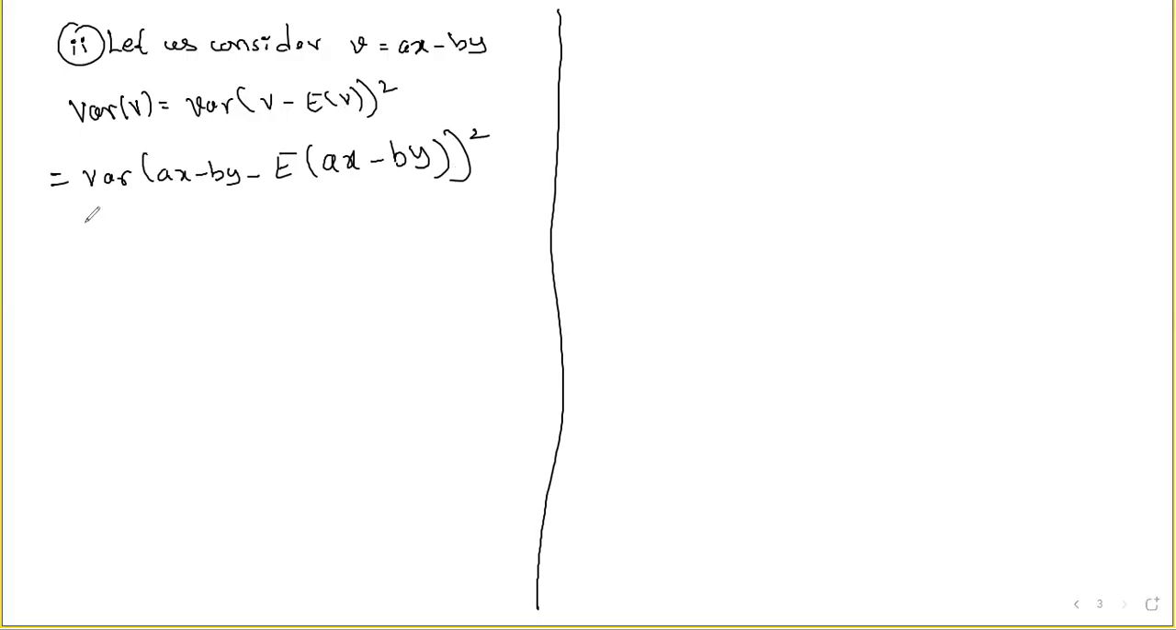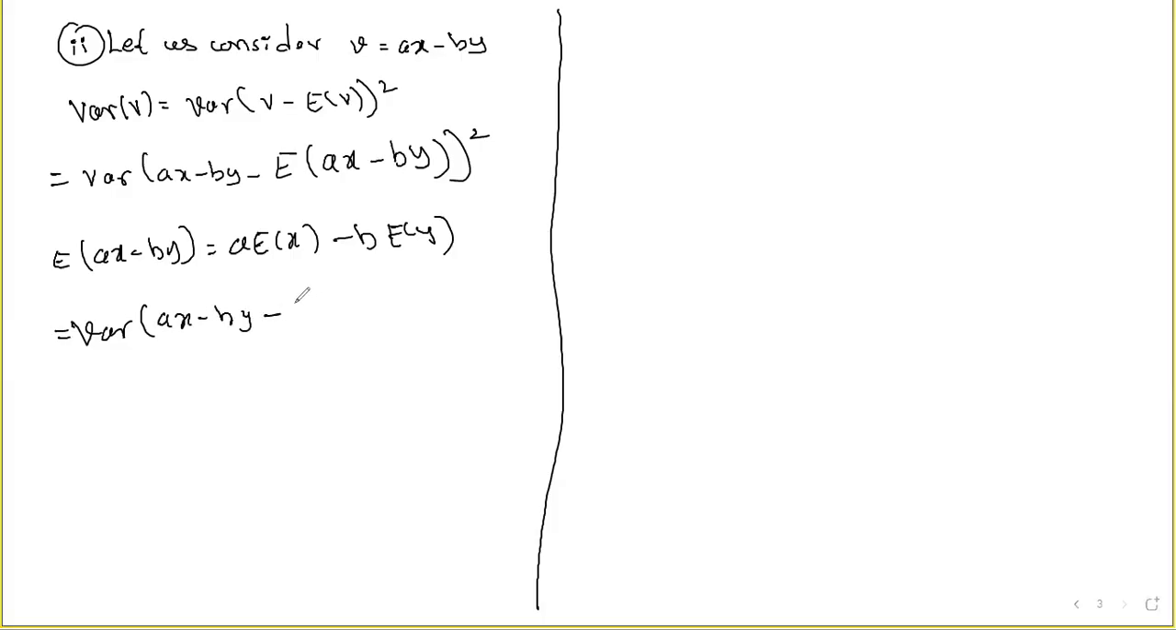So first we'll find out this value. That is, expected value of ax minus by equal to a into expected value of x minus b into expected value of y. So this is equal to ax minus by minus this entire term, a into expected value of x minus b into expected value of y, whole square. Here we already have minus, so minus will multiply inside: so minus a into expected value of x, minus of minus, that is plus b into expected value of y.